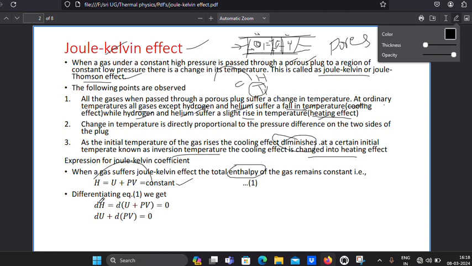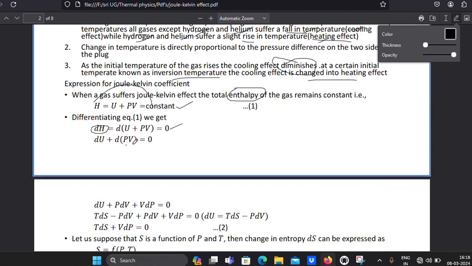The differentiation of H is 0. So we differentiate: dU plus d of PV, which is PdV plus VdP. But we already know that dU, the change in internal energy, is written as TdS minus PdV. Now PdV cancels, and we get TdS plus VdP here.